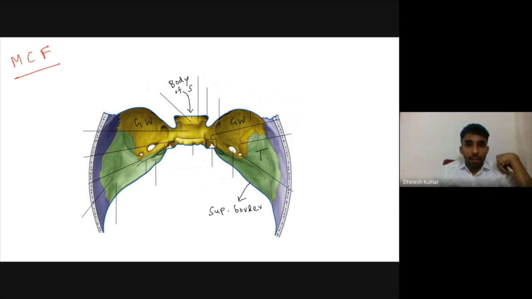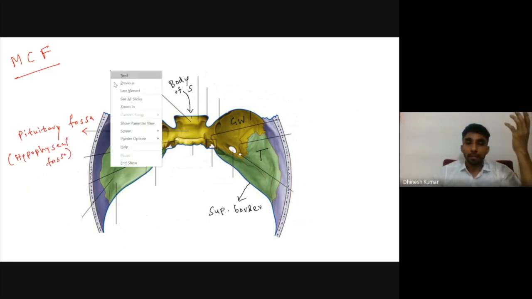If you see the body of sphenoid bone, do you see one depression here? Do you see the depression present in the body of sphenoid bone? Yes, it is called the pituitary fossa because it contains the pituitary gland. Another name for the pituitary fossa is hypophyseal fossa.